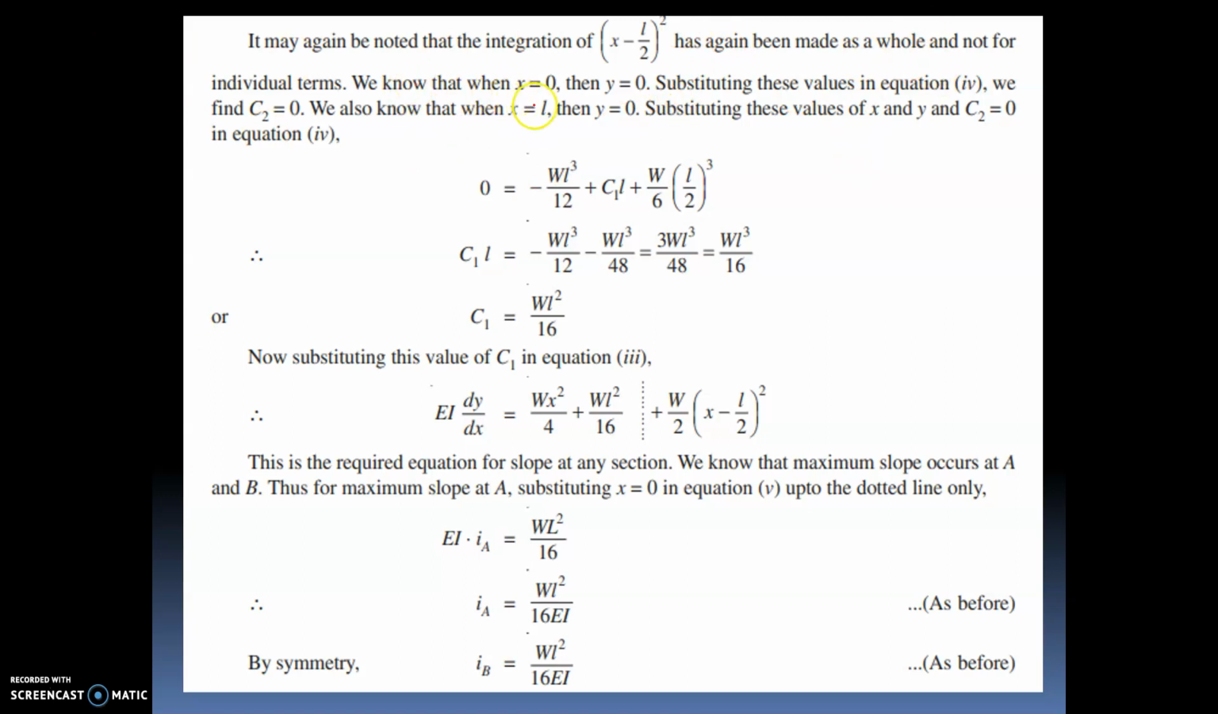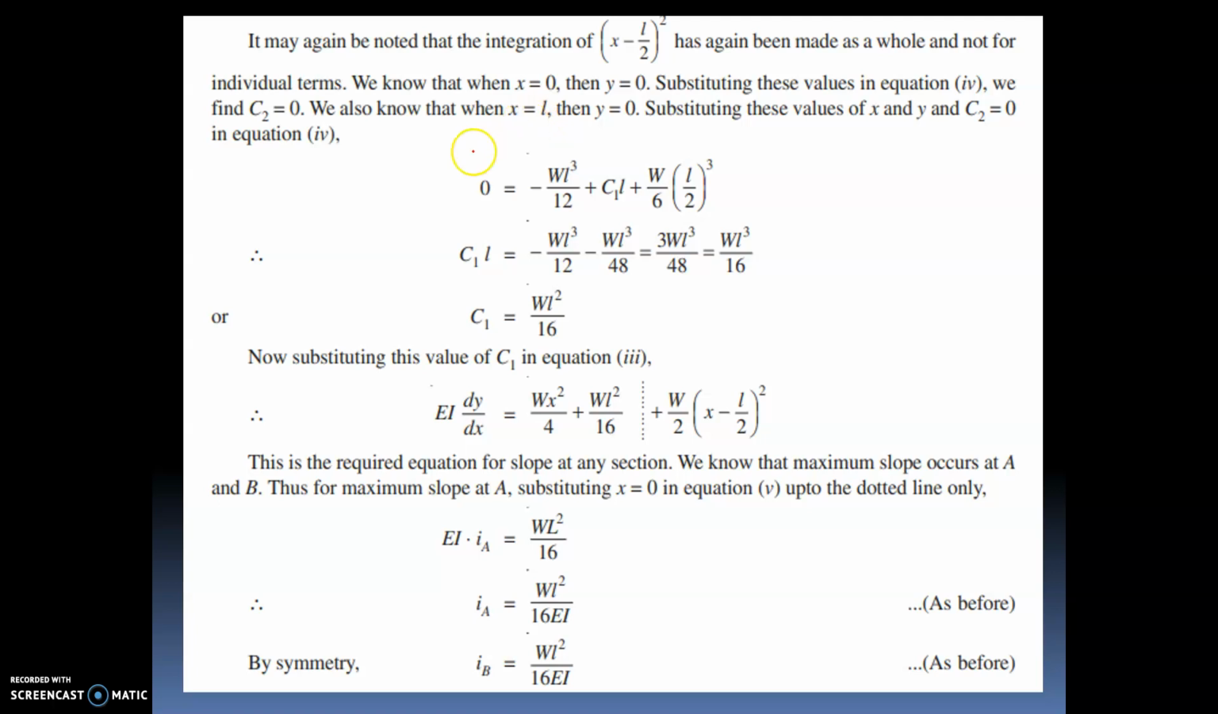So we know that when x is equal to 0, y is equal to 0, meaning at that point, where the length x is 0, the deflection is 0. Substituting these values in equation 4, we get C2 equal to 0. We also know that when x is equal to L, y is equal to 0. When you substitute in this equation, we get C1 equal to this value. Why? x is at the support, so the length is 0, so x is equal to 0 and the deflection at the support is 0, so y is equal to 0.